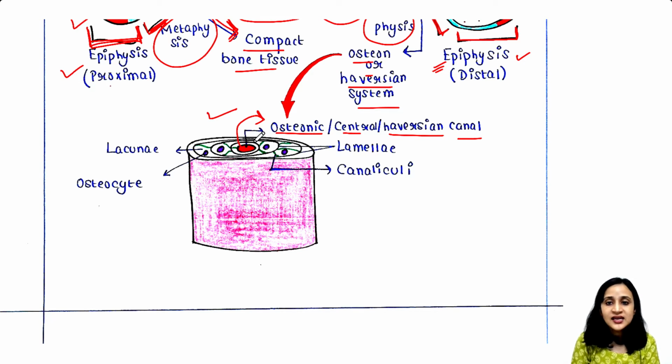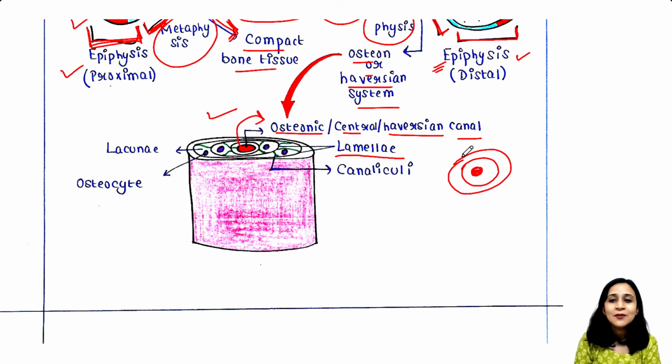Now around this canal you will get some circular structures. If this is the canal, you will get circular structures like that. These circular structures are called lamellae. And what are lamellae? These are nothing but the extracellular matrix, which is mainly composed of calcium phosphate.